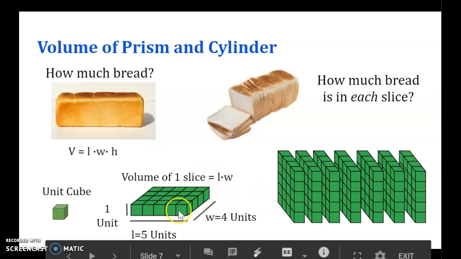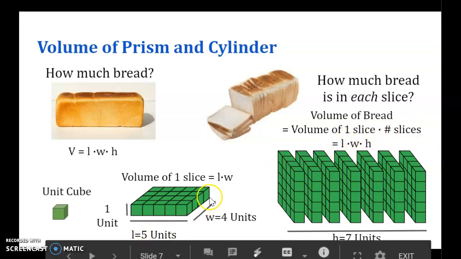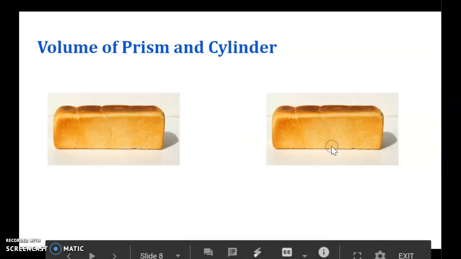Then if that is the case, we know the volume of one slice is just going to be length times width. Why? Because the height is just 1. And then you multiply that by how many slices we have. We have 7 slices. So the volume of bread is going to be the volume of one slice times the number of slices we have. It is still the same as length times width times height. But we want to be able to generalize.